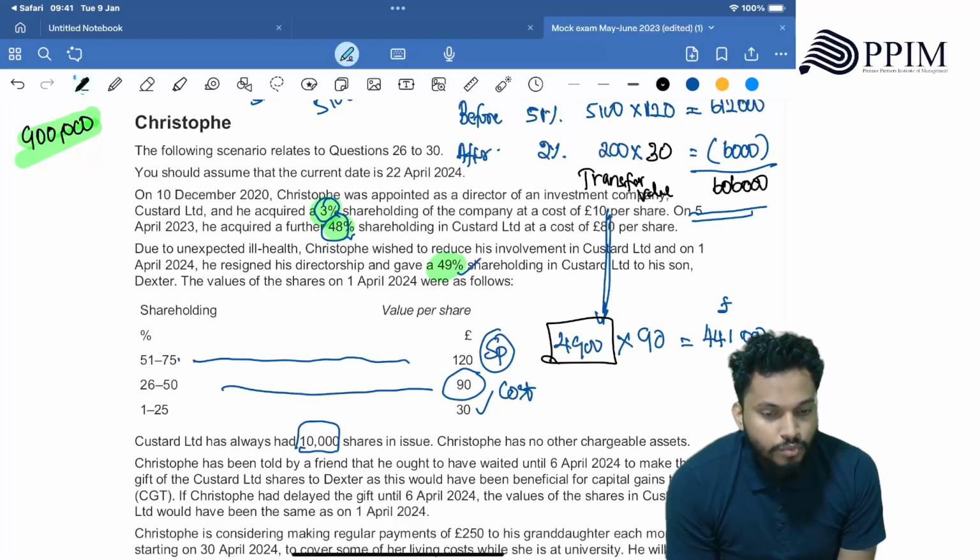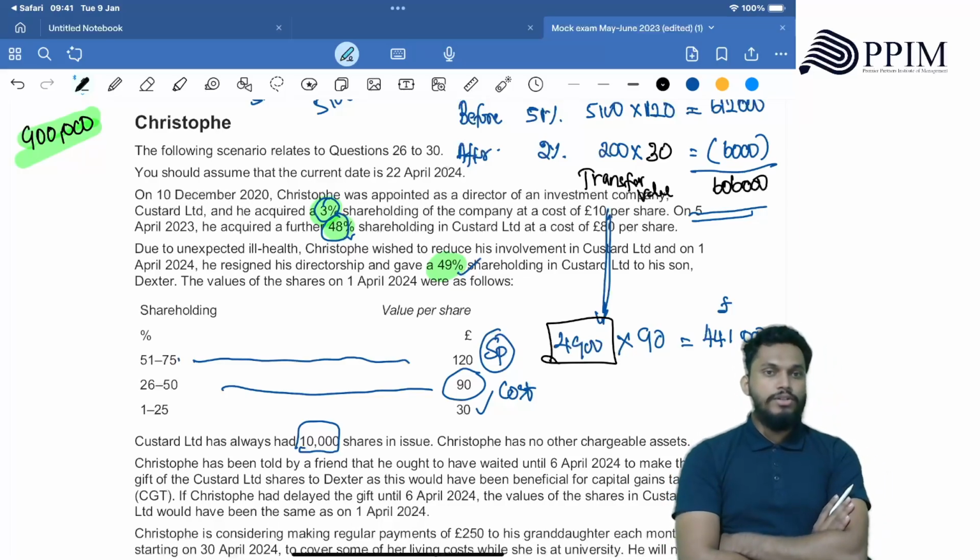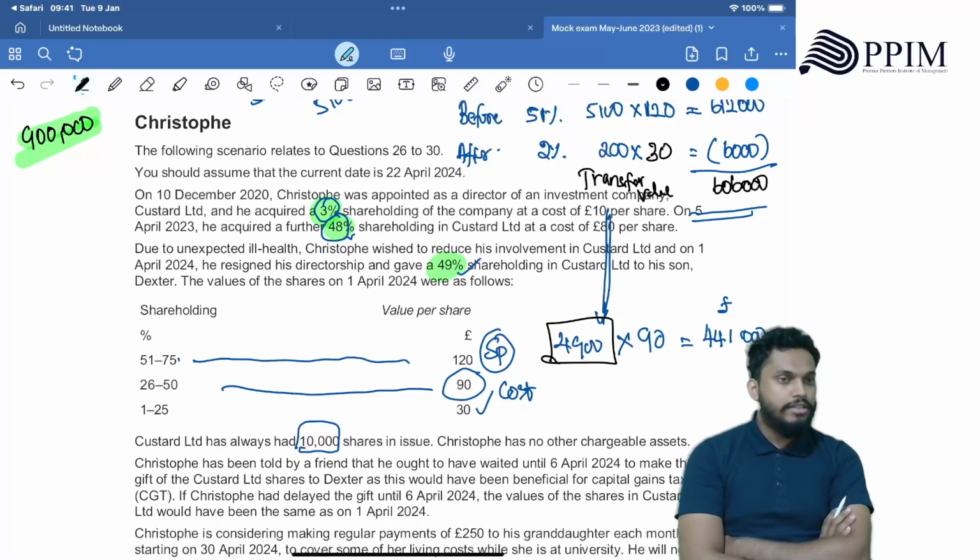Whatever we have transferred is what we are selling. You had 51%, 2% is remaining with you, and you gave 49%. That 49% only you are selling. That 49% out of 10,000 is going to be 4,900 shares. So you are selling 4,900 shares. So I'm asking the cost of this 4,900.